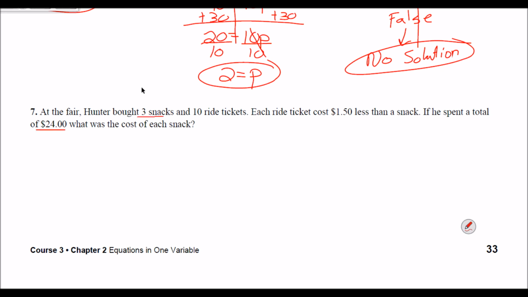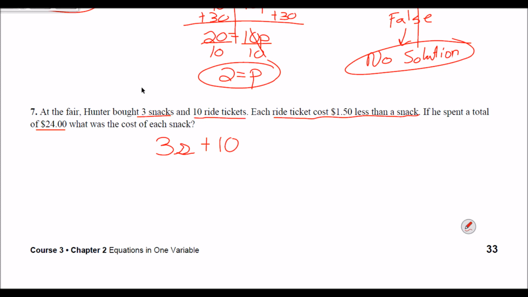Okay, so he bought 3 snacks and 10 ride tickets. And we know that a ride ticket was $1.50 less than a snack. So this one's a little bit strange, okay? So we know that we bought 3 snacks, so that's a cursive S there that I'm using, plus we bought 10 ride tickets. But I can't use the same variable right now, and I can't use a separate variable because then we couldn't solve it.